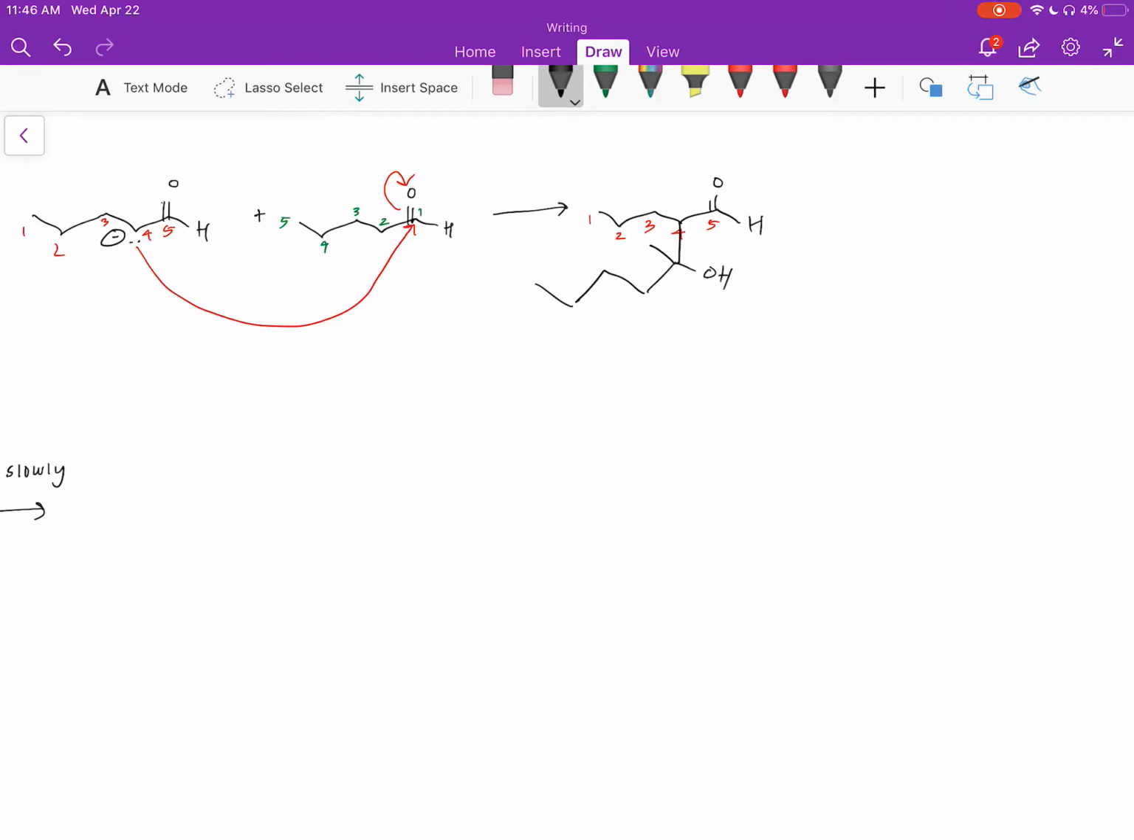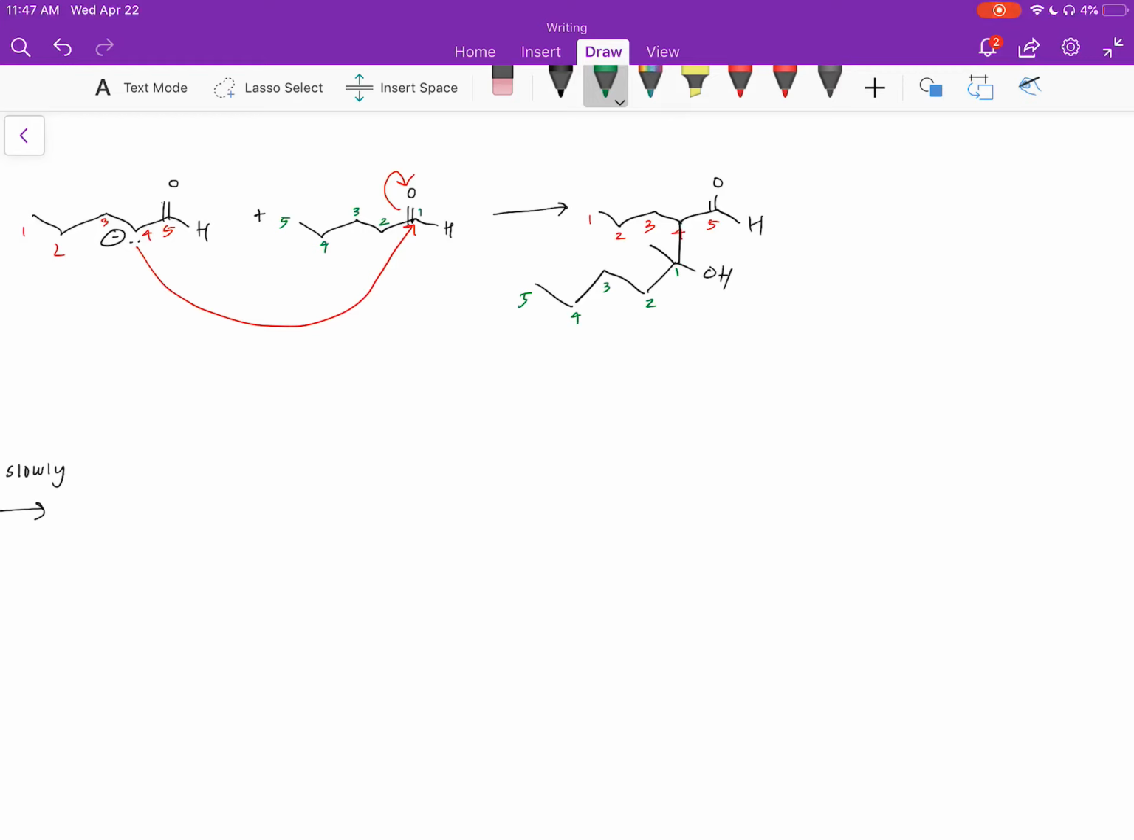This looks sort of funny, but you basically just have to count your carbons. So I'll number it here. We said there's a new bond between carbon 4 of the aldehyde on the left and carbon 1 of the aldehyde on the right. If we look in our product, that's what I've shown. The bond is between carbon 4 of one aldehyde and carbon 1 of the other.